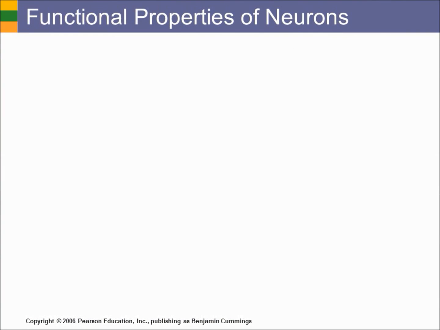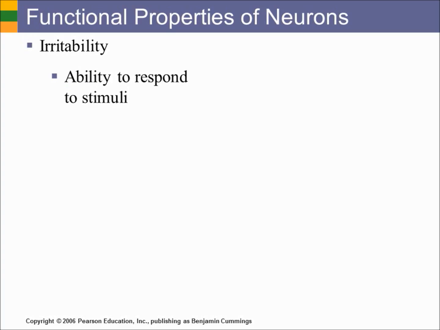Okay, neurons have several properties. First one is irritability. And besides neurons, also muscle tissue to an extent is irritable. But irritability simply means the ability to respond to some stimulus. And in this case, the stimulus is going to be anything from a flash of light to a sound to a pinprick. But the nerve impulse can actually respond to this.